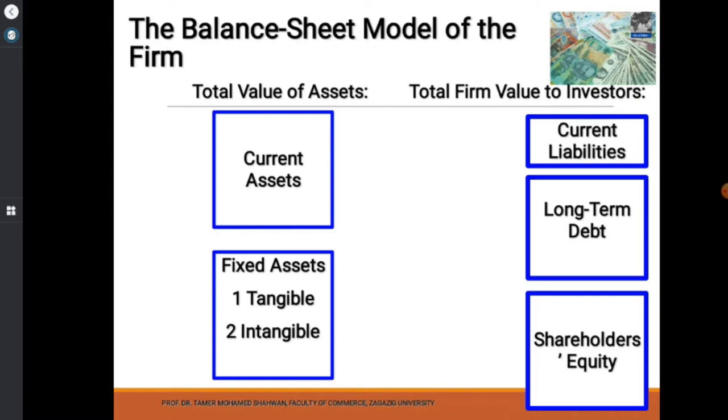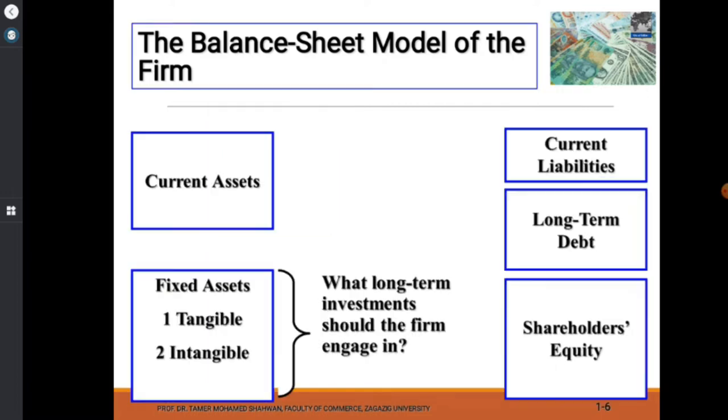If we would like to reflect the basic three decisions using the balance sheet model of the firm, it will be as follows. As you see, the first decision is capital budgeting decision. Capital budgeting decision or investment decision actually is concentrated in the left-hand side of a balance sheet, exactly in the fixed asset bar. So the fixed asset bar will represent what long-term investment should the firm engage in. So if you are interested to investigate the nature of capital budgeting decision of a specific firm, directly you must give a look at the fixed assets to determine what long-term investments should the firm engage in.